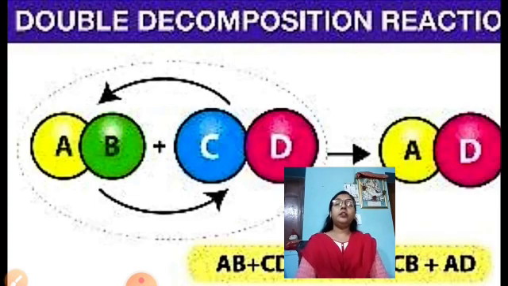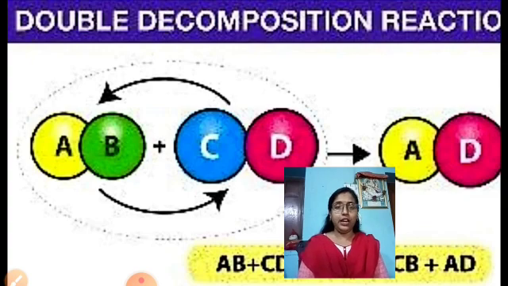It is also called a double displacement reaction. In a double decomposition reaction, two compounds react. When two compounds react, they exchange their elements or their ions. Ions means the positive ion and the negative ion. In a compound, two elements are present, and they will exchange with each other, and also their ions. That is called the double decomposition reaction, in which after the reaction two new products are formed.